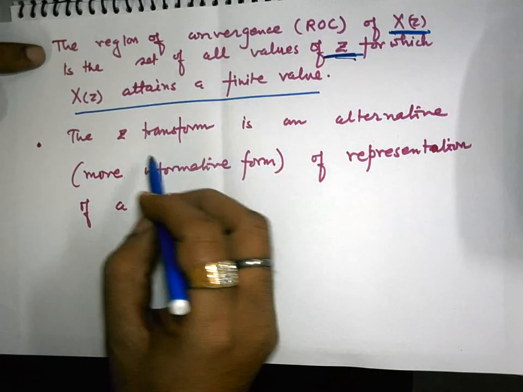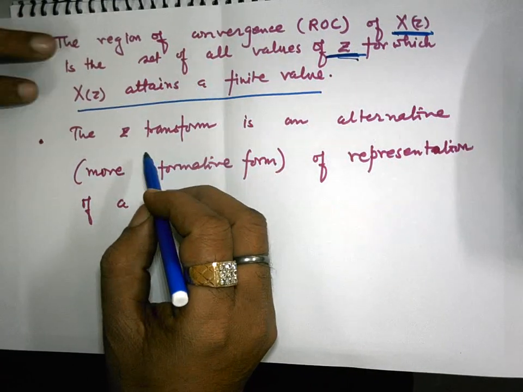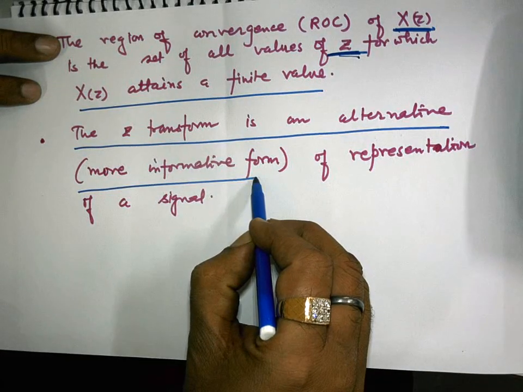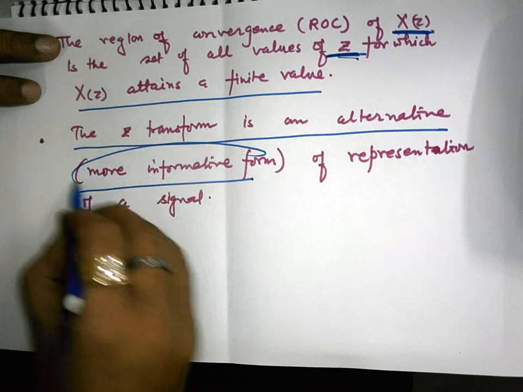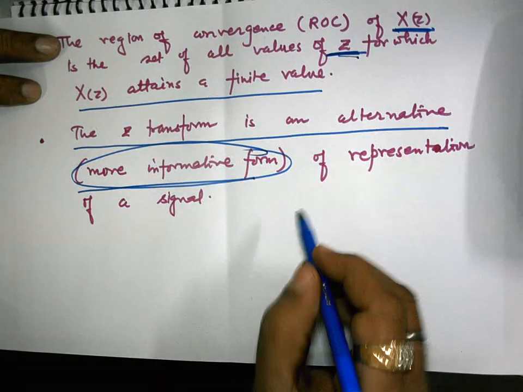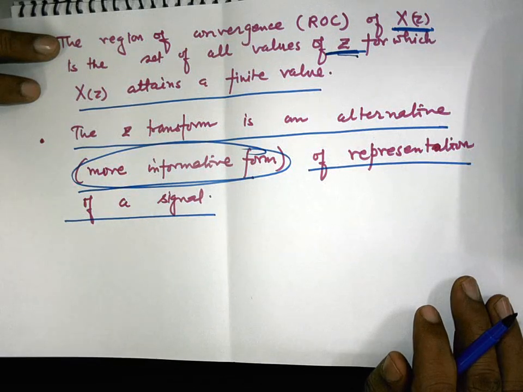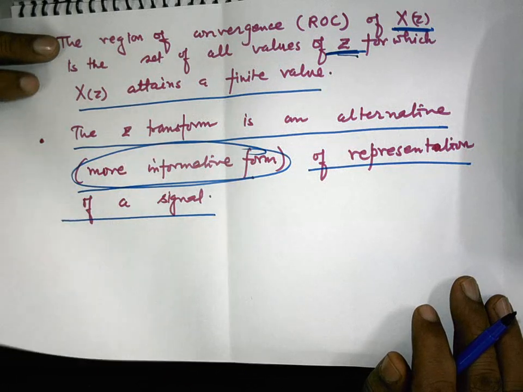Okay. So, simply speaking, we can say that the z transform is an alternative, or we can also say that it is a more informative form of the representation of a signal. So it simply gives an alternative way to represent this signal, or it is quite a more informative form of representing a signal. Okay. So now I will proceed to some problem.